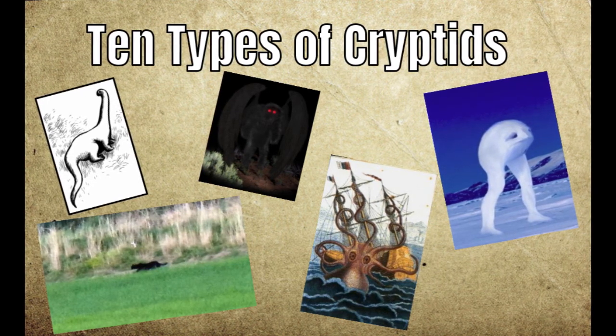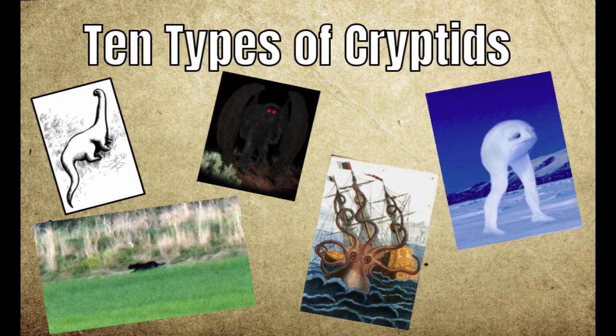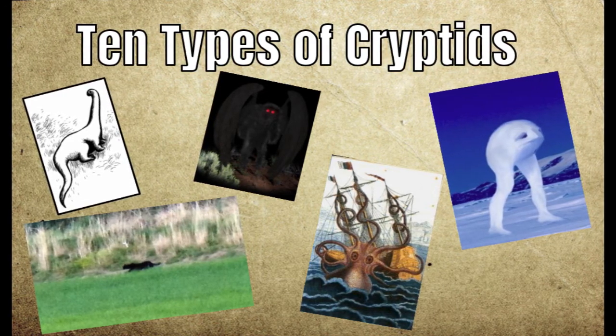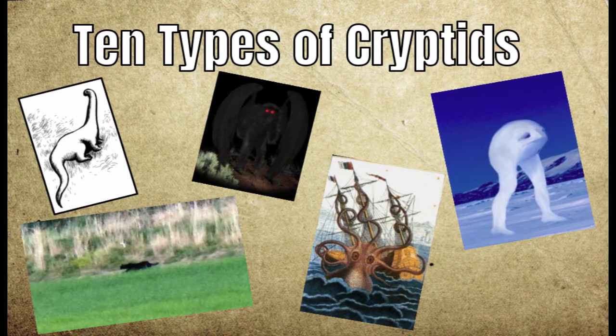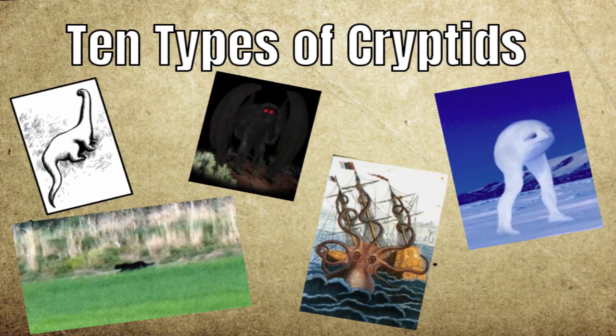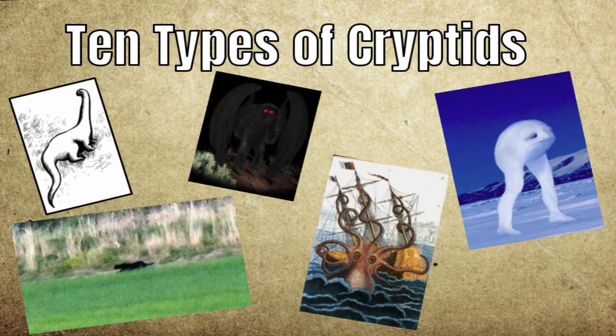Last video, I covered 8 cryptids that were revealed to be hoaxes. So for this video, I'm going to be talking about the 10 types of cryptids. This system was created by cryptozoologist and author George M. Eberhardt in his book Mysterious Creatures: A Guide to Cryptozoology. In the book, he divides cryptids into 10 categories.